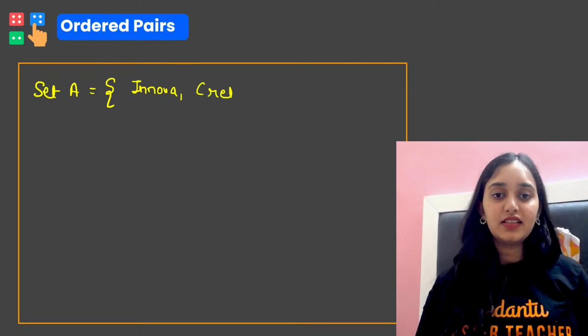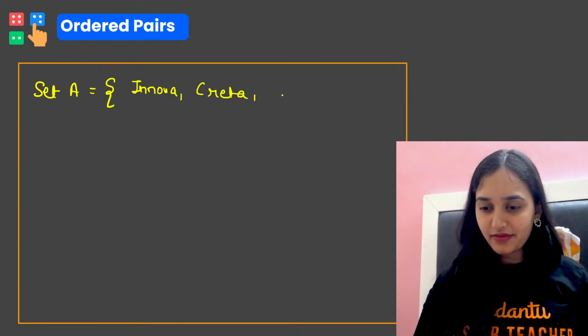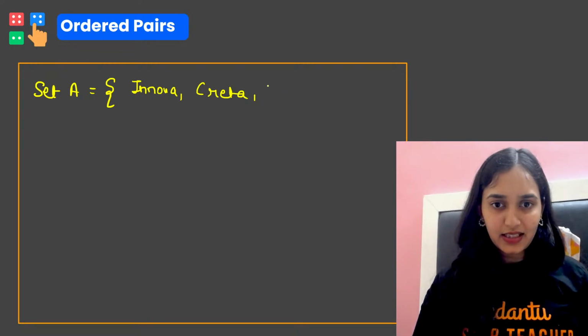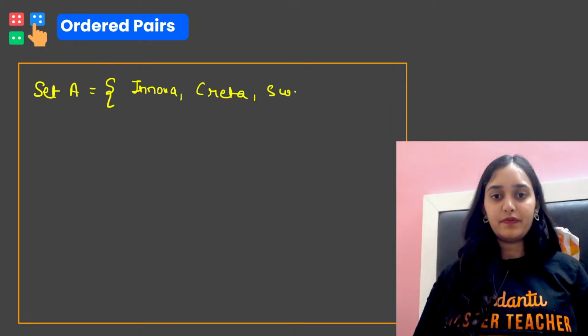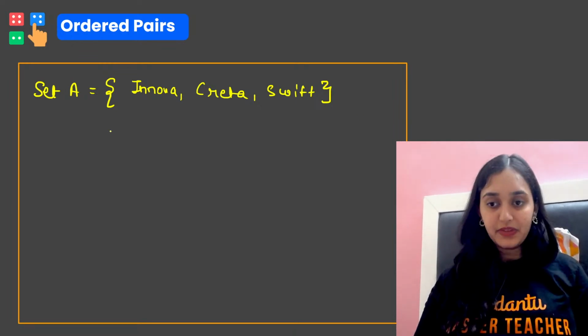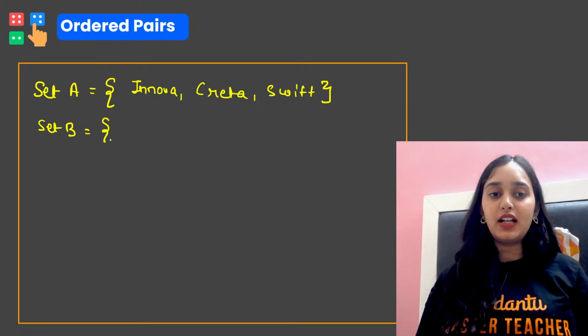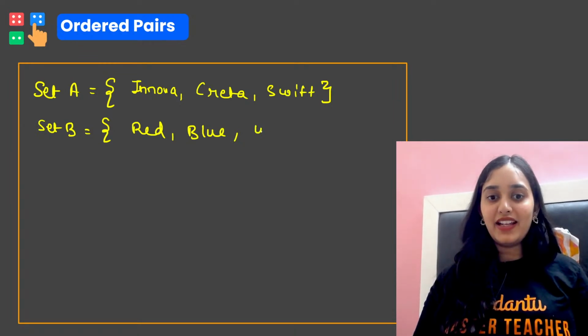Creta, and name any car that you have quickly. Let's say Swift. These are the three cars we have in set A. Now set B contains the color of the car. It can be red, blue, white, gray, anything.